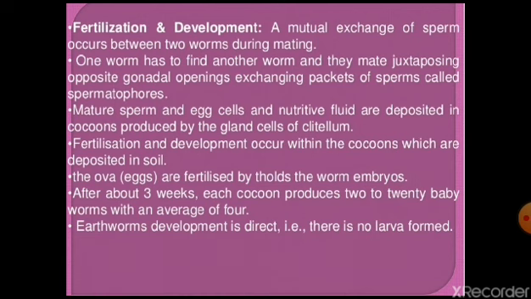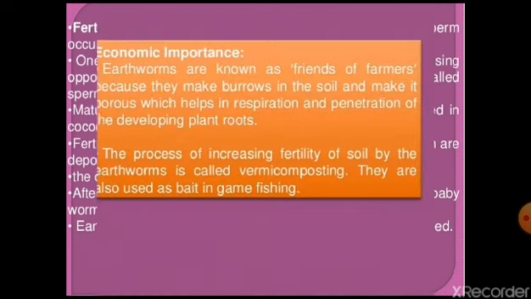That means fertilization and development occur in the cocoon, which represents external fertilization. The ova, eggs are fertilized by sperm, forming the worm embryos. After about 3 weeks, each cocoon produces about 2 to 20 baby worms, with an average of 4 baby worms from each cocoon. Earthworm's development is direct as there is no larva formed.